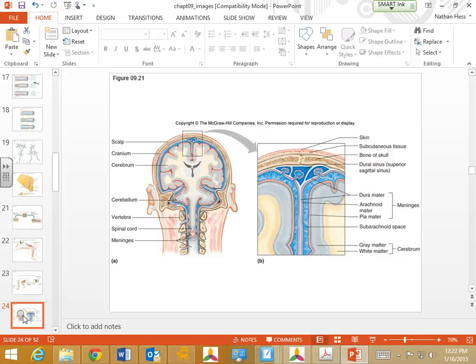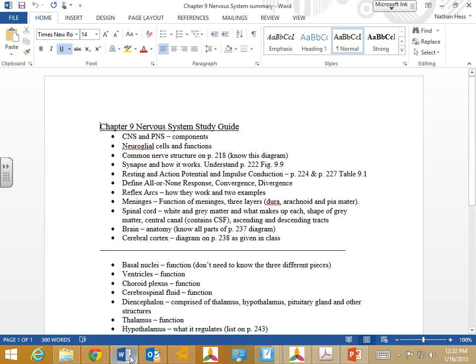I'm not going to quiz you on this diagram. I won't put this on the test, but again, you should be comfortable with the pieces that we just talked about. Yeah. Good question. Okay.